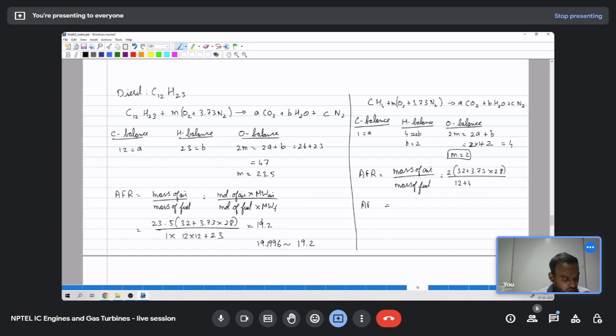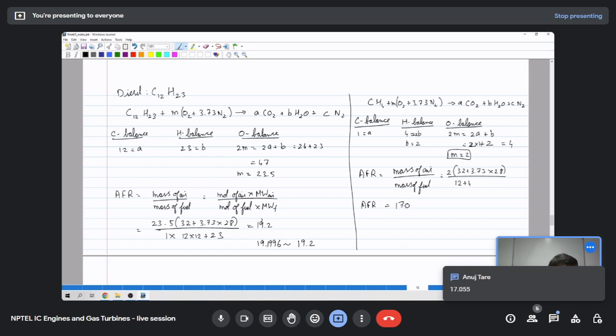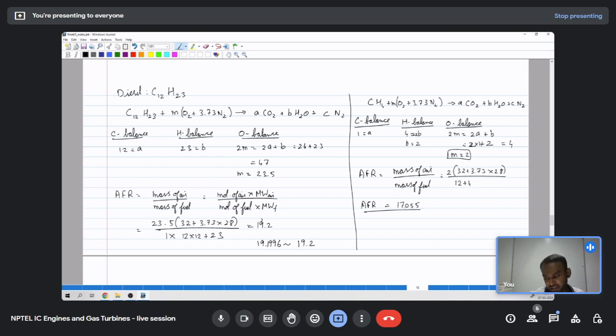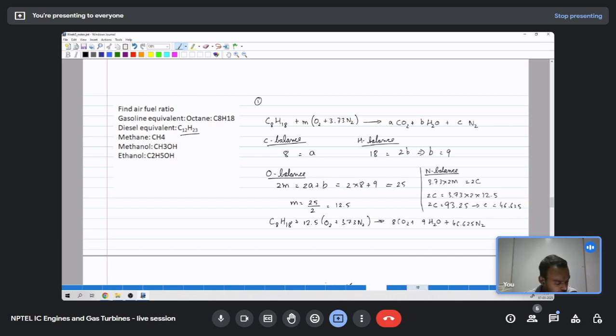So what is this value? Yes, 17.055. This is the air fuel ratio for methane. So I think we can solve methanol and ethanol next.